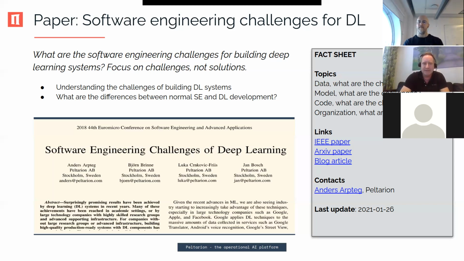And it's also built on a research paper that my colleagues at Peltarion and I wrote two years ago, called Software Engineering Challenges for Deep Learning. And that goes through a number of these challenges, and it's divided into a number of categories, like development and code, and for the organization and so forth. You can read this if you want to see more about it, but it's trying to primarily identify the challenges and not really providing solutions.